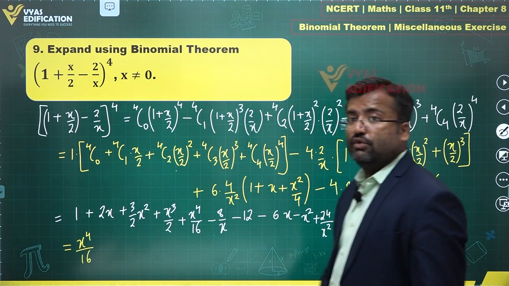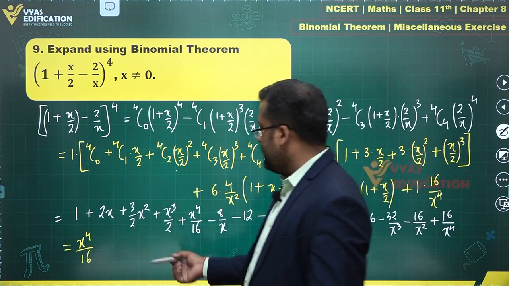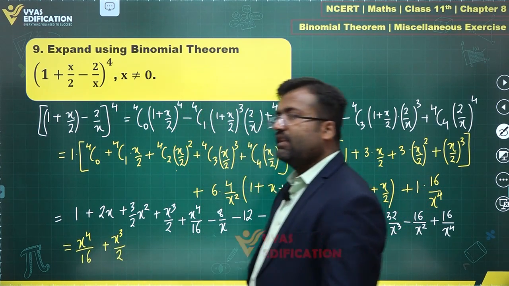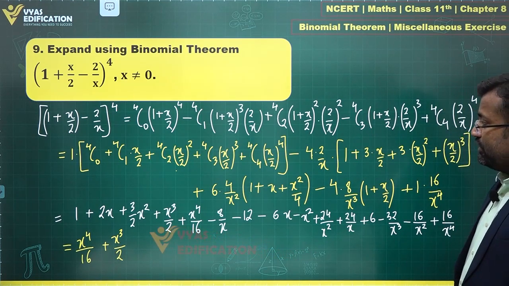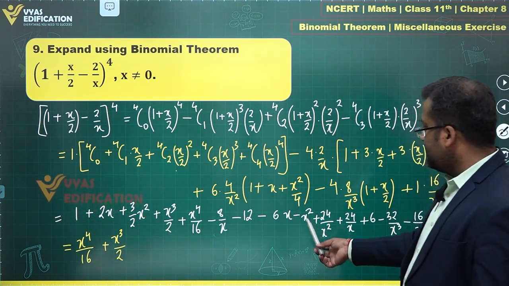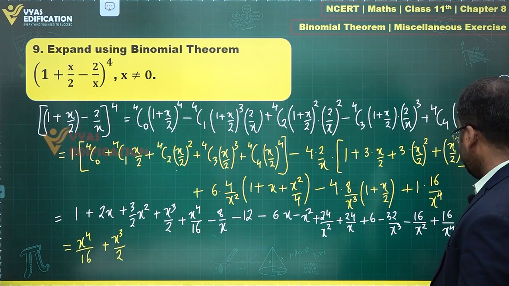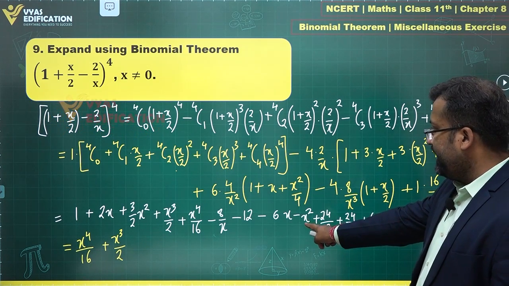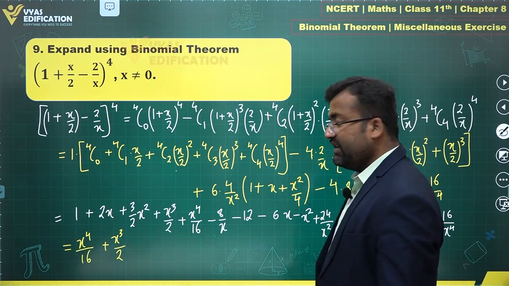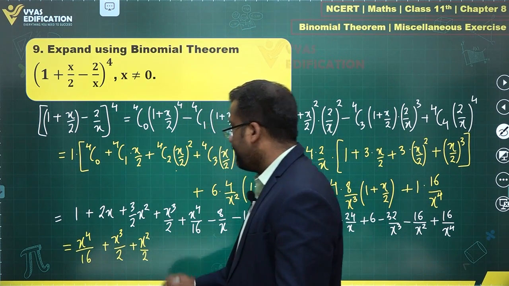This is the single term, only term. Then you have x power 3. There's no other term of x power 3. This is the only term. This is x power 3 over 2. After that, you have x power 2. And yes, there are other terms. This is 3 by 2 x power 2. This is x square. So 3 by 2 minus 1 is 1 by 2 x square. Is there any other term over here? No, there's only one term related to x square. So this is 3 by 2 minus 1, which is 1 by 2 x square. This is x square by 2.